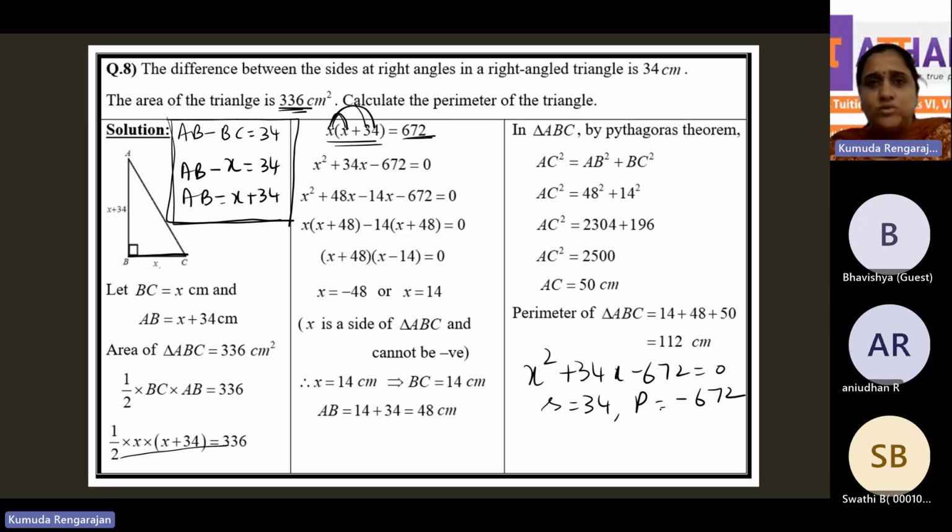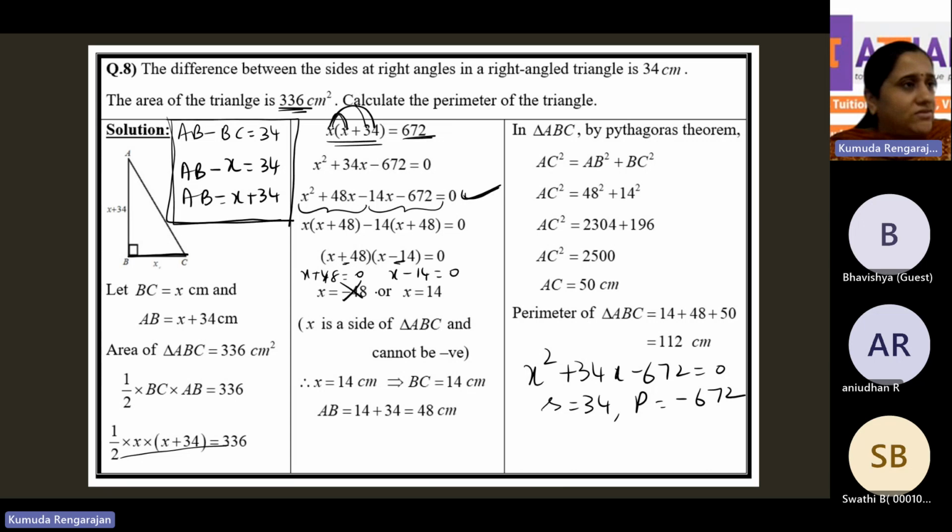Okay, I'll tell you how to do that. I should also teach you how to find the square root. Remind me. So then you split the middle term, you find the two factors. After that, you group the first two terms and the last two terms like this. Then equate each to 0. X plus 48 is equal to 0 or X minus 14 is equal to 0. So you'll get X is equal to minus 48, or X is equal to 14.